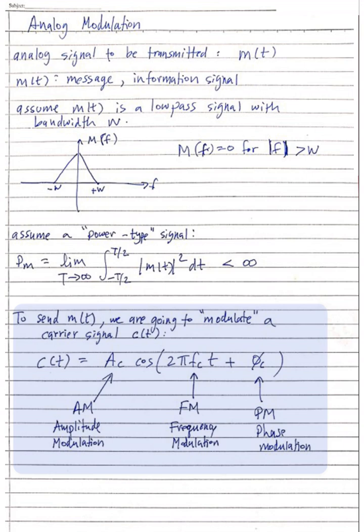This is called AM. When the information signal affects the frequency of the carrier, we have frequency modulation. This is called FM. When the information signal affects the phase of the carrier, we have phase modulation. This is called PM. Frequency modulation and phase modulation are examples of angle modulation, which we will study after amplitude modulation.